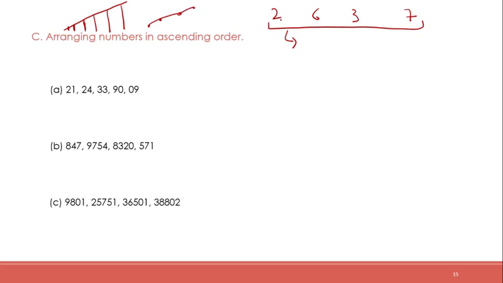Here we will find the smallest number, which is 2, then after 2, 3, then after 3, 6, then after 6, 7. That means 2 is the smallest and 7 is the greatest, right? So we have arranged this in ascending order. Now it is in ascending order. First we have the smallest number, then bigger than the previous one, then bigger than the previous one, and then the greatest number. So let's come to our first question.